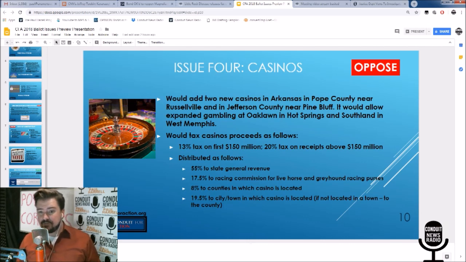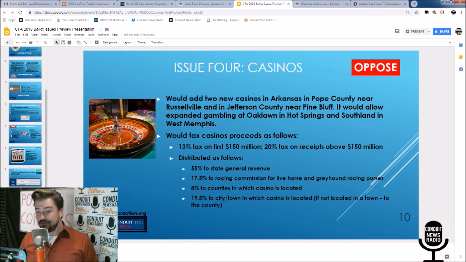There's going to be bidding. I think the Cherokee Nation and other Native American tribes are going to bid on whether or not they get to put the casino in Jefferson or Pope County. Folks, can you imagine? We've seen how corrupt the medical marijuana situation has been. Can you imagine how bad this would be?